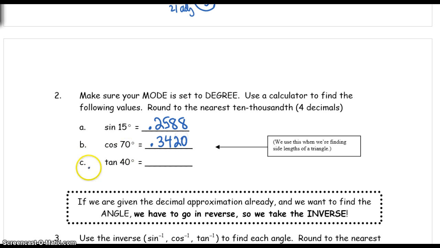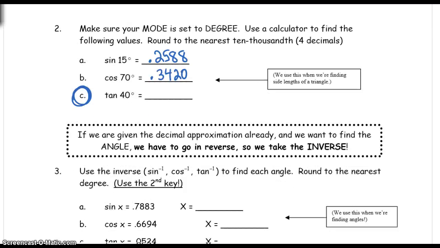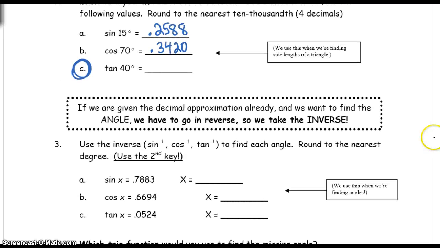0.3420. And what I want you to do is try C on your own. Go ahead and take the tangent of 40 in your calculator and tell me what that is to the nearest 10,000th, which is 4 decimal places out. All right, let's keep going. You can do that now or you can do that later. It's totally up to you. Remember, you can always pause this video and rewatch it. Do whatever you need to do to understand.